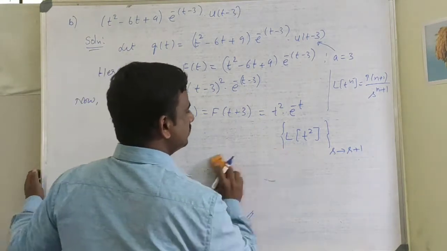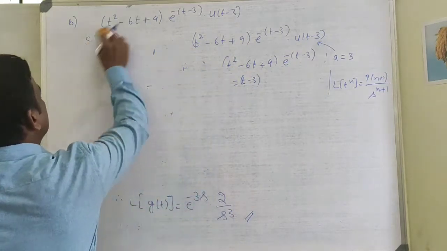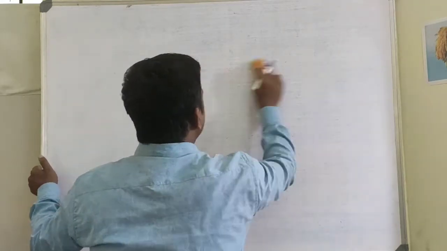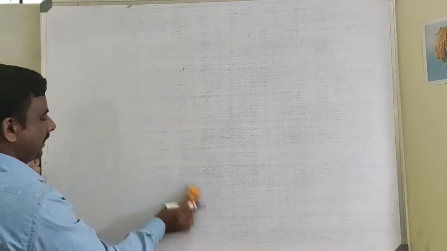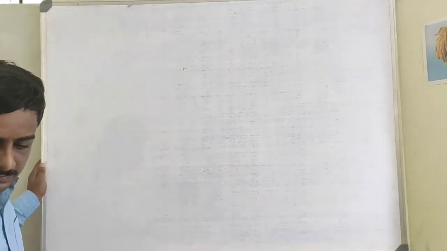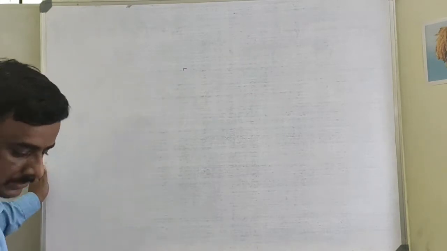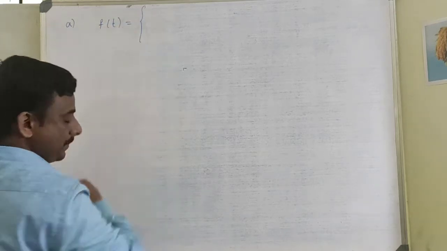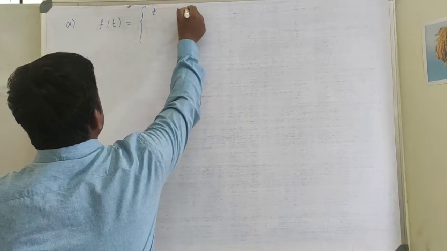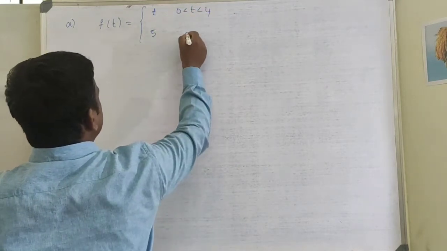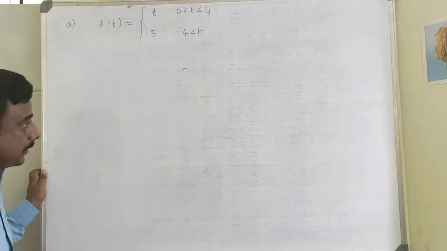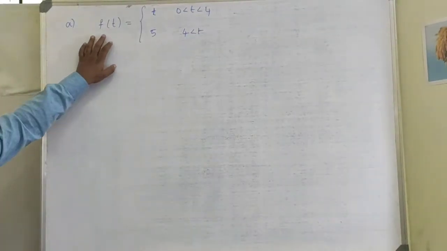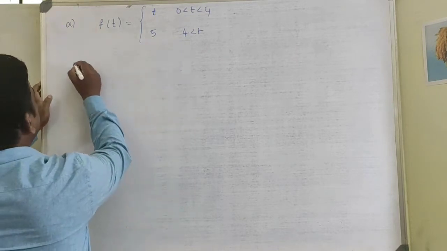Next, we shall discuss a different type of problems here. Next, find the Laplace transform of the function. So here first we need to express the given function in terms of unit step function. f of t equal to t if 0 less than t less than 4 and 5 if t is greater than 4. We need to express f of t in terms of unit step function, then we can find its Laplace transform.